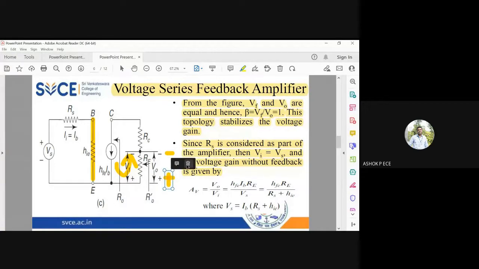Now you have to see the input side and write what is Vs. So input side also you have only one voltage source. Vs is equal to IB into, these two resistances are in series, Rs plus HIE. See here, Vs equal to IB into Rs plus HIE. I again say we are doing only KVL and KCL here, and we are drawing the H parameter model.